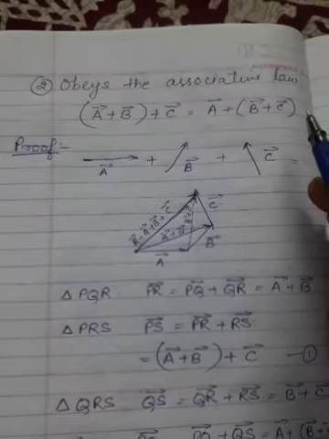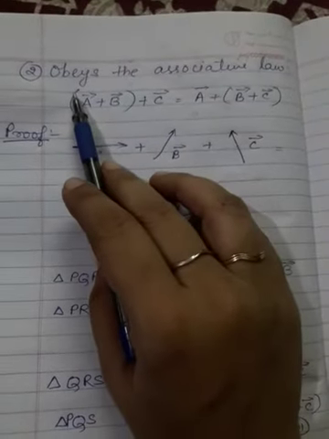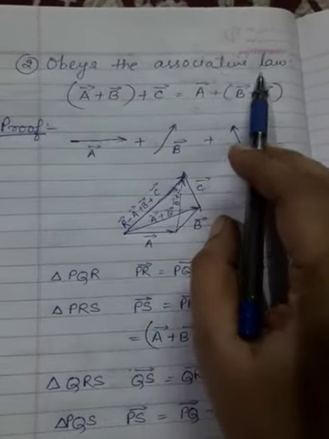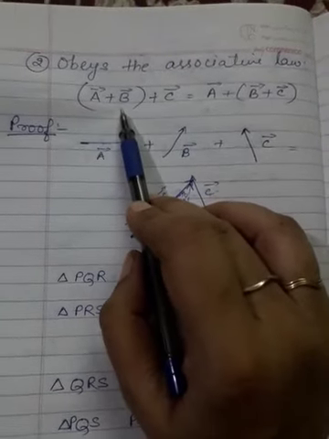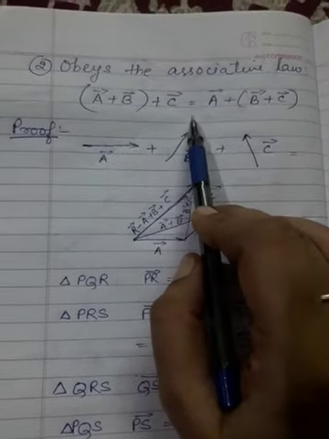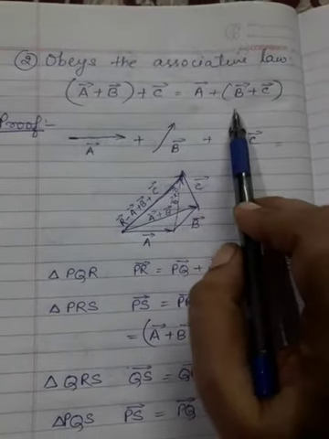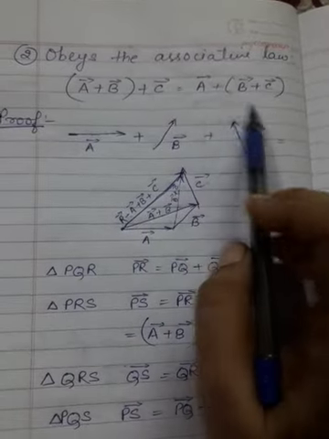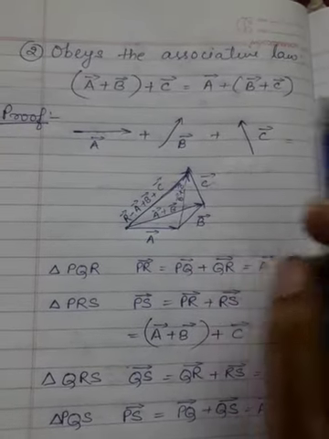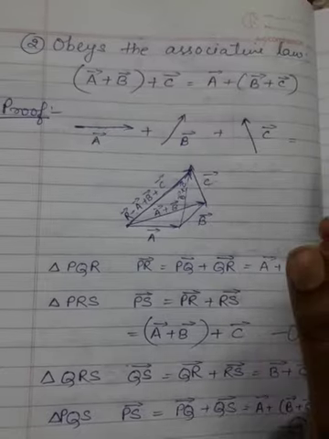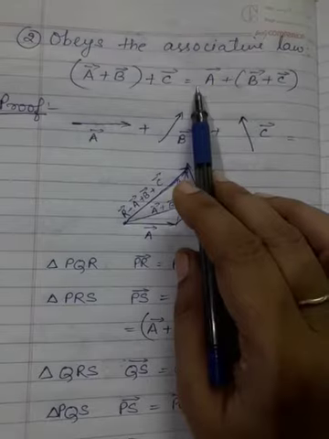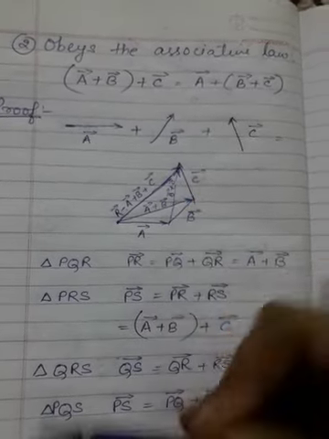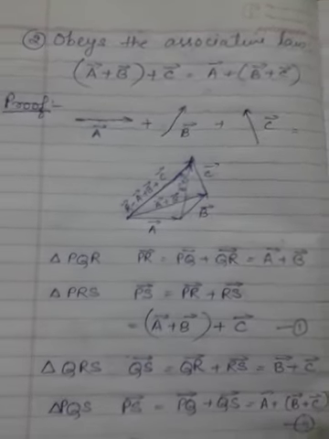Now we are dealing with the fact that addition of vectors obeys the associative law. Associative law deals with three vectors: vector A plus B, plus vector C, is equal to vector A plus the sum of vector B and vector C. These are laws which you might have learned in your smaller classes, like class 5th, 6th, that is what the associative law and the commutative law are. Now it is being applied to our vector concept.